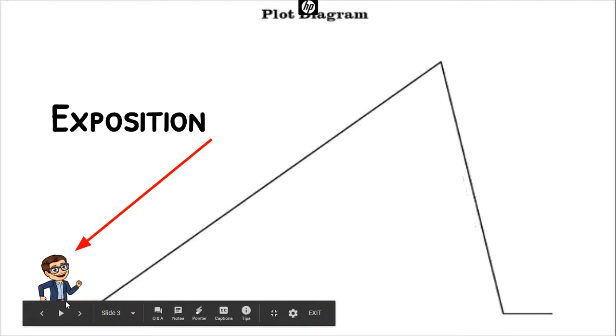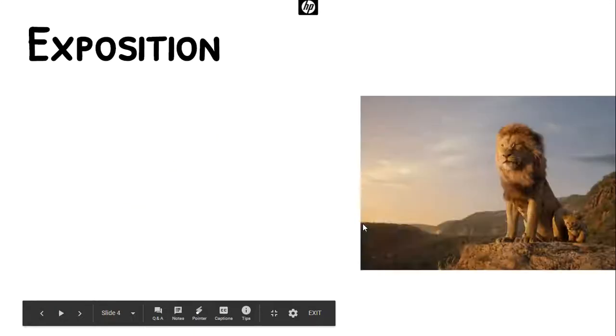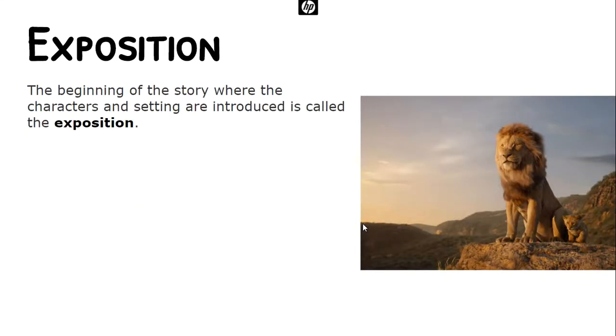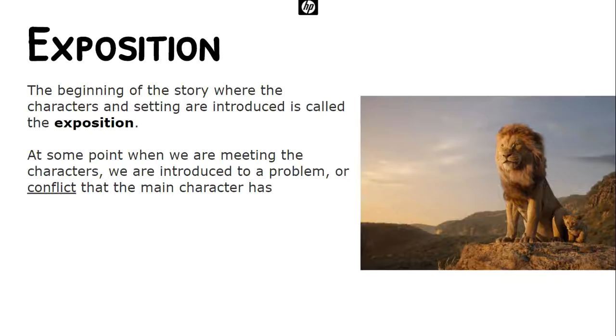We're going to be reviewing all the elements on here for this video, and we're going to start off right here at the exposition. And the exposition is essentially the beginning of the story. So this is where the characters and setting are introduced, and this is where we meet our main characters too. At some point in the exposition, the conflict is introduced also.